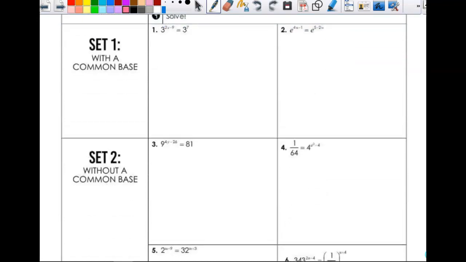On my board, these exponents just look like blobs. These already have common bases. My common base is e. If the two bases are the same, then the exponents have to be equal as well. So this is just 4w minus 1 equals 5 minus 2w. Then it's just a simple equation that you learned how to solve before you ever took algebra. I'll add 2w to both sides. This is 6w equals 6, so w equals 1.